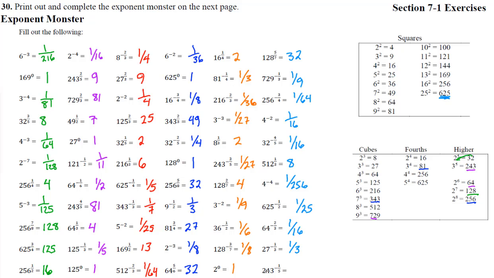And then finally 243 to the negative 1/5 power. We're going to 5th root and then flip it down to the bottom. 5th root of 243 is 3. And flip it, we get a 1/3. Excellent.